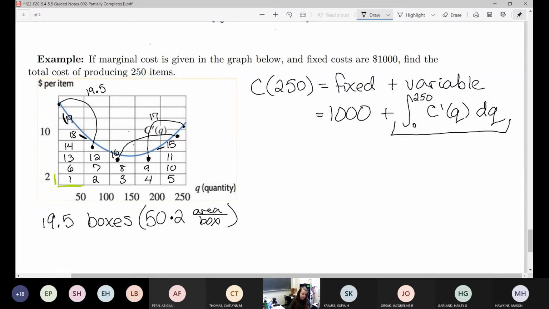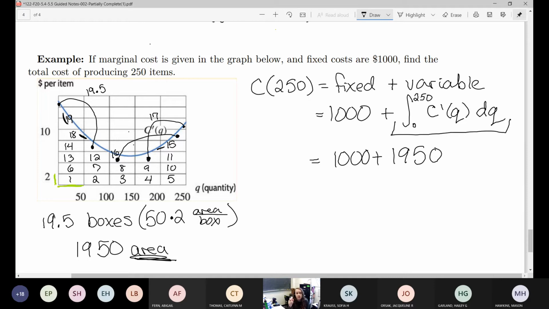Which means that the actual amount of area underneath that function is 19.5 times 50 times 2, so 1950, and that's the area. So that means that our integral value is approximately 1950.